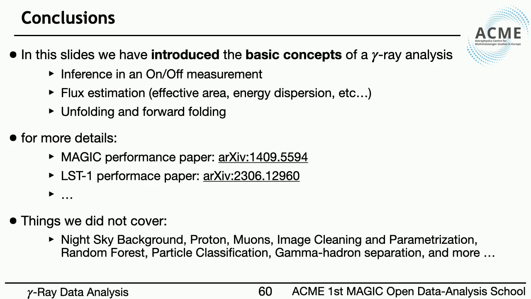Okay, so let me summarize what we have covered so far. In this lecture, we introduced the basic concepts of gamma ray analysis. In particular, we showed how to infer the excess using the on and off method. This was done by applying a likelihood analysis, and we also derived the Li and Ma significance. Then I showed how to estimate the flux, including the effective area, the effective time, the energy dispersion, and lastly, we also introduced the point spread function. And we also discussed the two main approaches to reconstruct spectra, which are unfolding and forward folding.